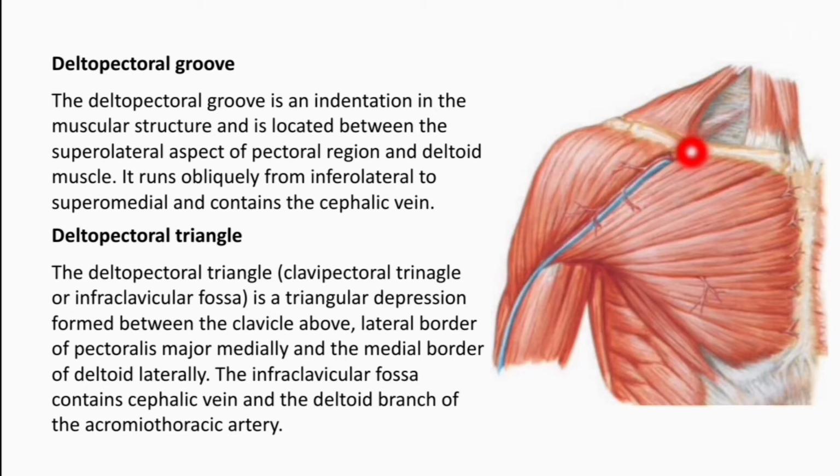And coming to the deltopectoral triangle, which is also called the clavipectoral triangle or the infraclavicular fossa, it is a triangular depression with the base formed by the clavicle and the medial border formed by the clavicular head of pectoralis major and the lateral border formed by the deltoid. It contains the cephalic vein and the deltoid branch of the acromiothoracic artery.